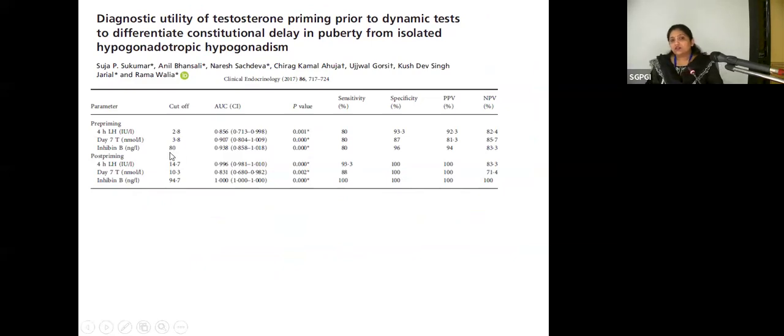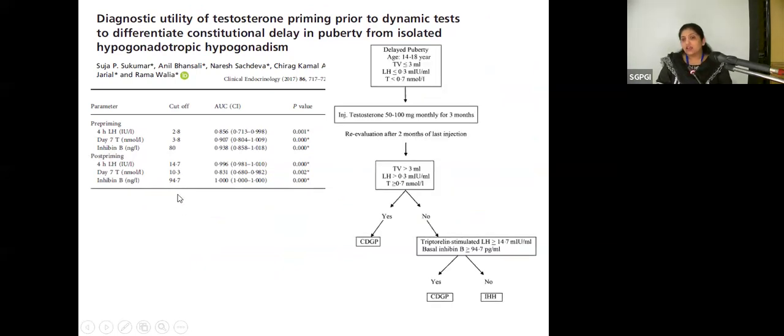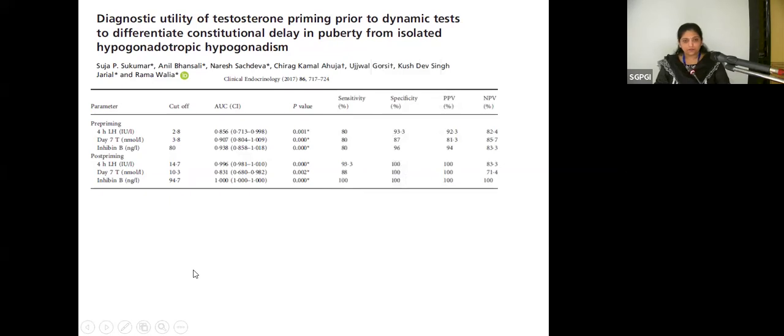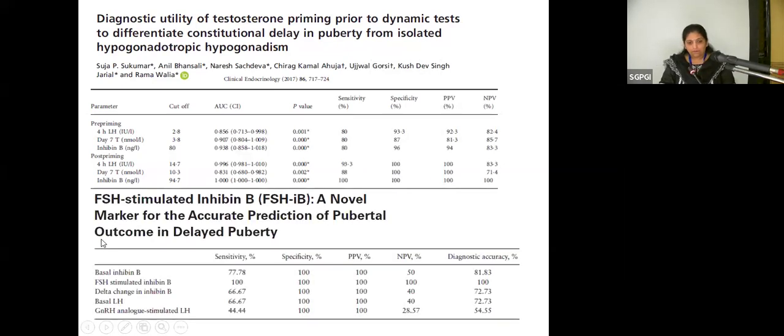Researchers have also used testosterone priming to see whether the cutoffs have better differentiating capabilities. After the testosterone priming for 3 months, they looked at whether a triptorelin stimulated LH of more than 14.7 or basal inhibin B levels of more than 94.7 can help in distinguishing between CDGP and IHH. The FSH stimulated inhibin B has also been seen to have a very good 100% sensitivity and specificity.